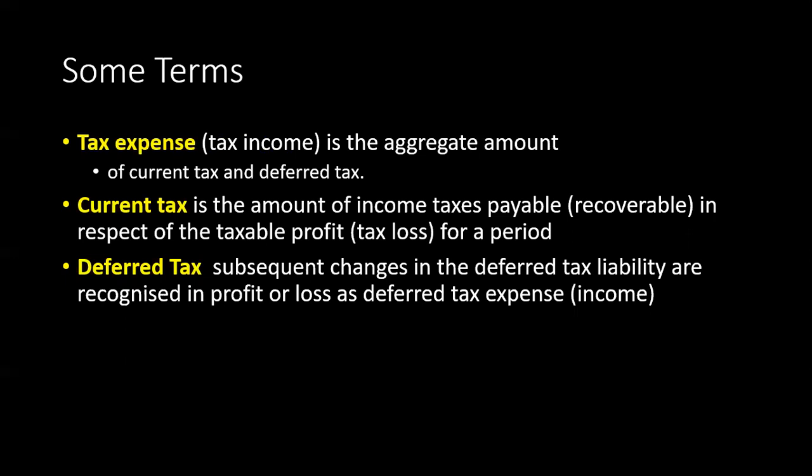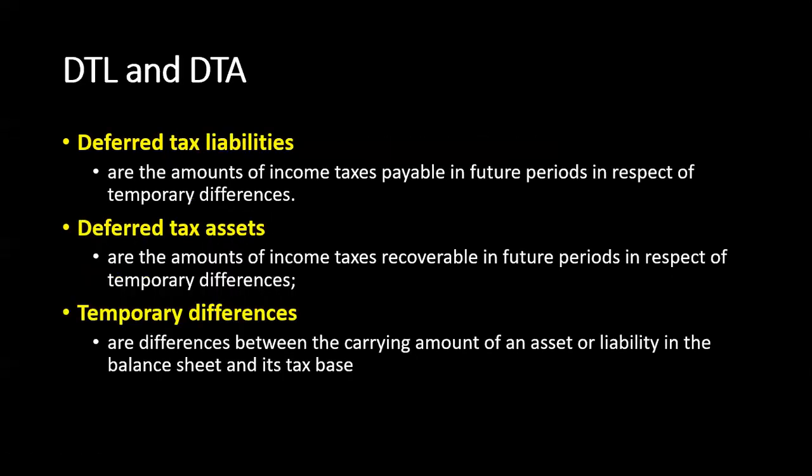So therefore, the tax that we see in the income statement reported by the companies to the shareholders will have two components. One is the current tax, the other is the deferred tax. Current tax is the tax on the taxable profit, whereas the deferred tax is the change in the DTL or DTA. Now we will understand that as we move along. So DTL and DTA are the other two important terms defined by the accounting standard.